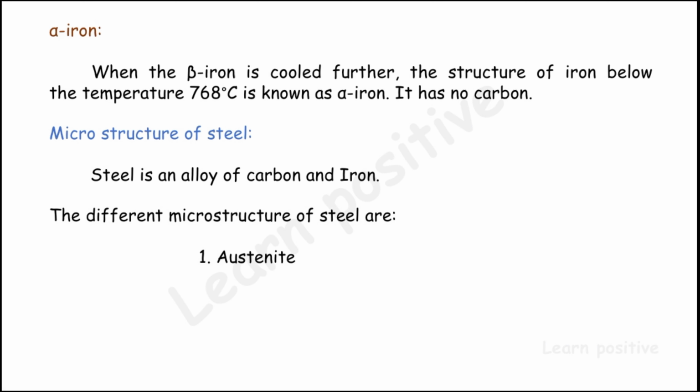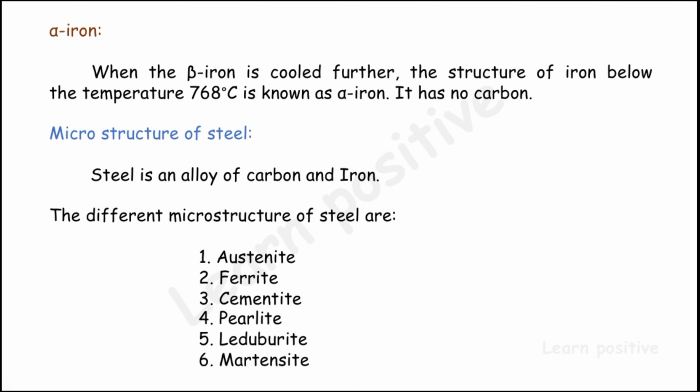They are austenite, ferrite, cementite, pearlite, ledeburite, martensite. So, these 6 are the different types of microstructures of the steels.